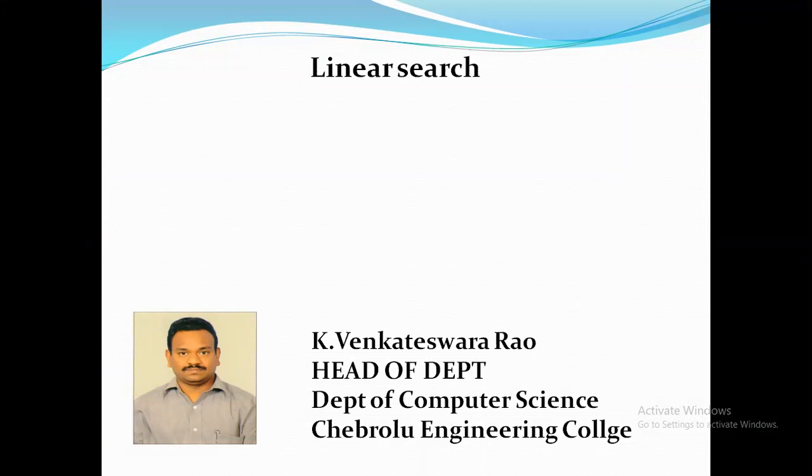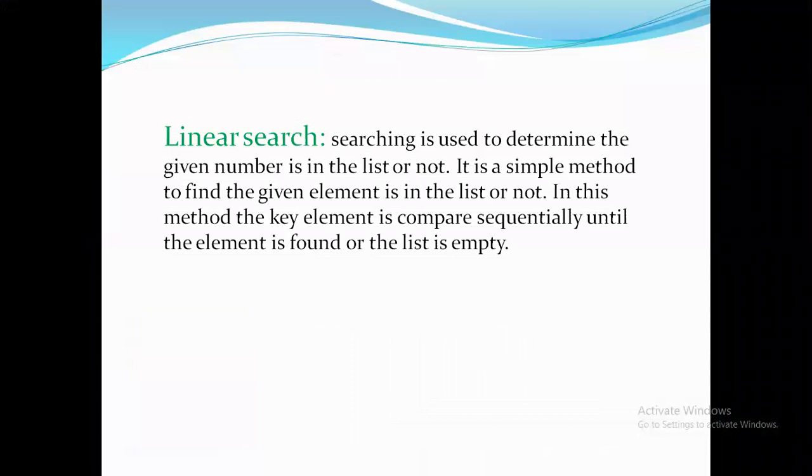Okay, first we go for what is linear search. What is searching? Searching is used to determine whether the given element is in the list or not. That's what we call searching. Actually, there are different types of searching like linear search, binary search, and Fibonacci search. Among all the searching methods, linear search is the easiest, the simplest method to search whether the given element is in the list.